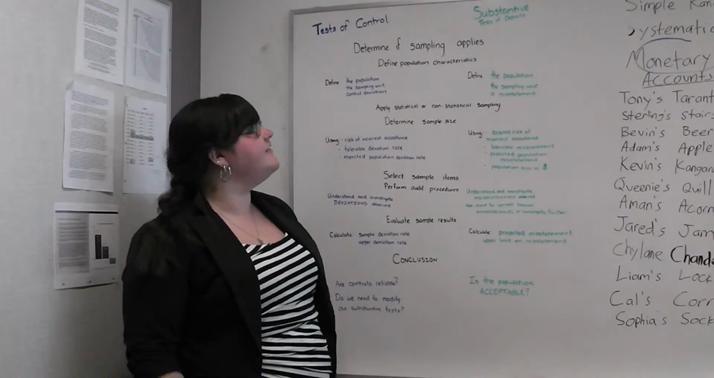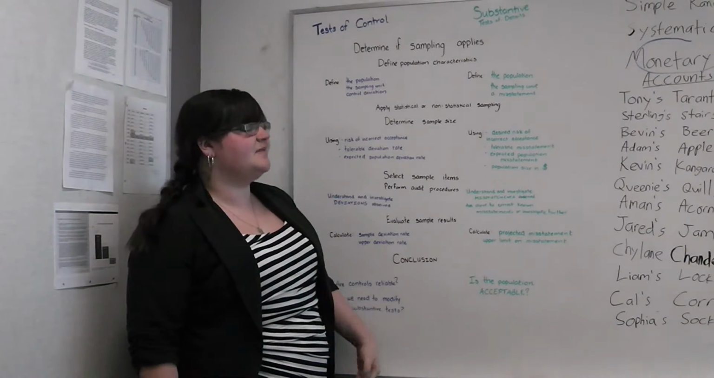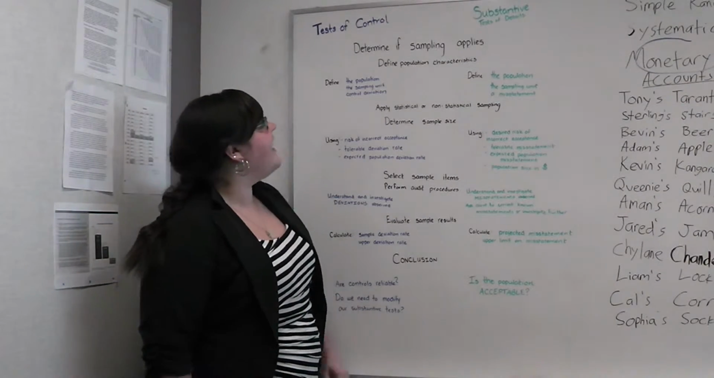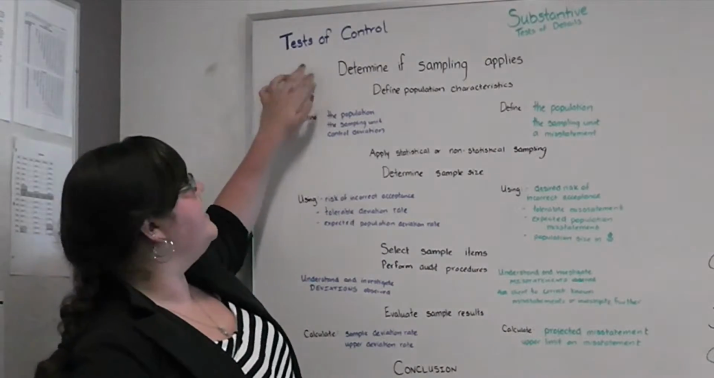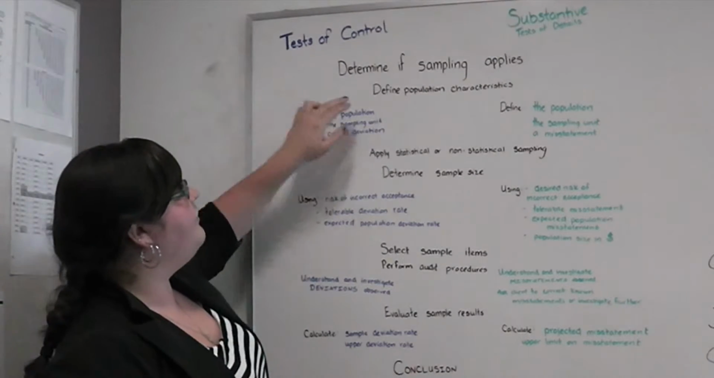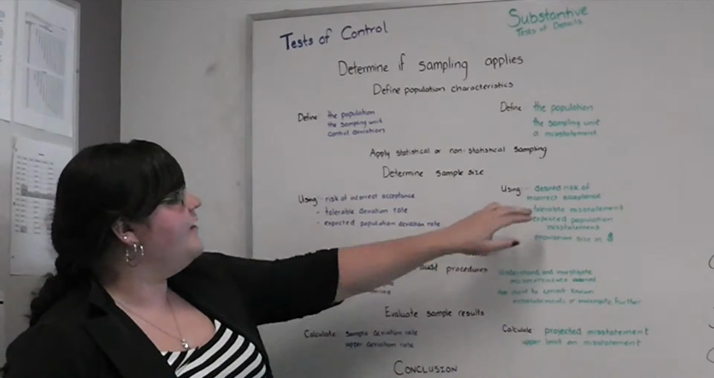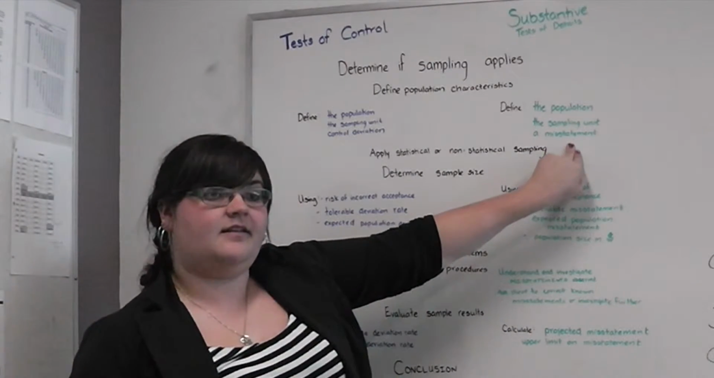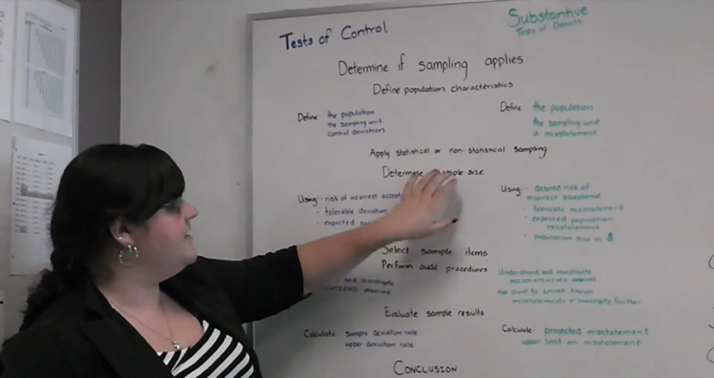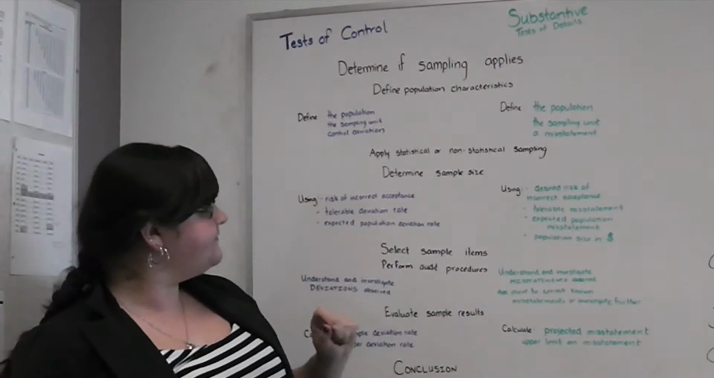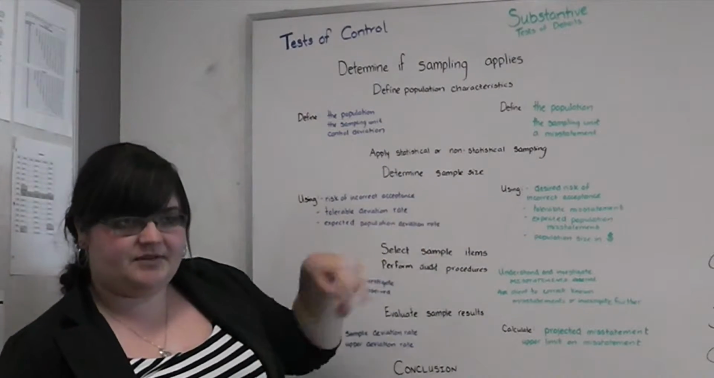Okay, so the next kind of test we're going to do is substantive tests of details. And first we're going to see if sampling applies, much like the tests of control. We're also going to define population characteristics. The difference is that we're going to define a misstatement. And then we're going to apply statistical or non-statistical sampling. And then we're going to determine the sample size.